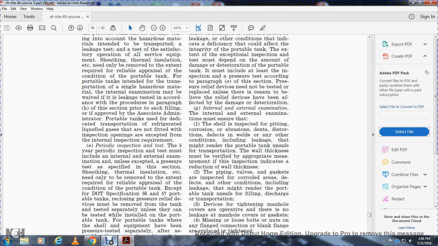Periodic inspection and test. The 5-year periodic inspection and testing must include internal and external examination, unless exempted, with the pressure specified. The sheathing and thermal insulation need not be removed beyond the extent required for a reliable appraisal of the condition.